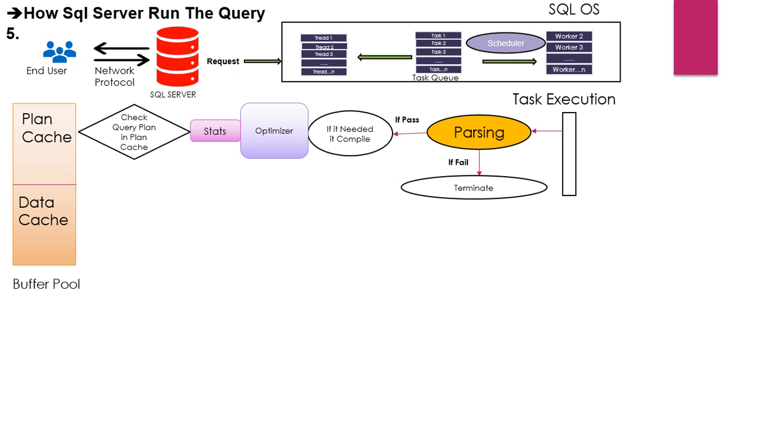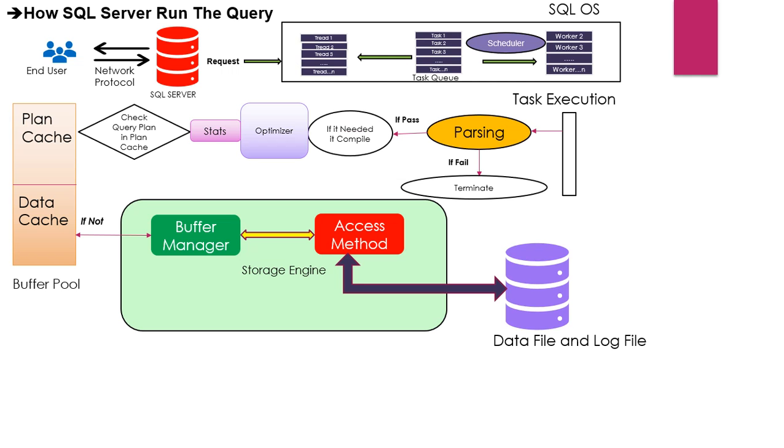The optimizer looks at statistics and the query plan. First it checks whether the query plan is present in the plan cache in the buffer pool. If it is present, it uses that plan. If not, the optimizer generates query plans, analyzes them, and selects the best plan on the basis of cost. Query execution simply executes the query plan.